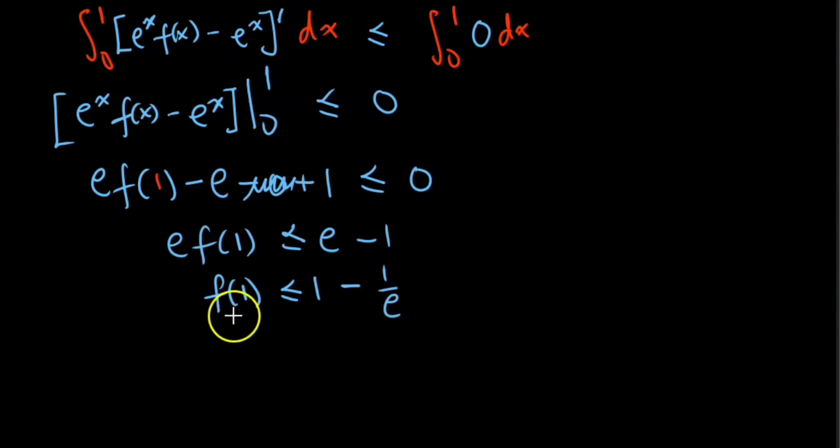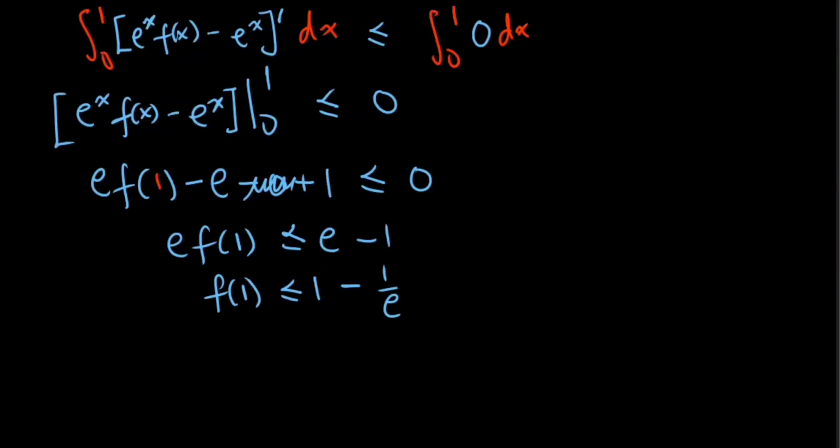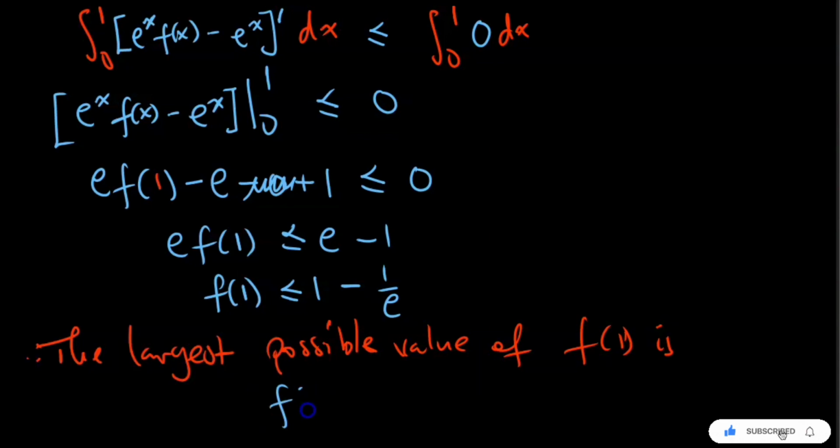So f evaluated at 1 is less than or equal to that. It is at most 1 minus 1 over e, right? So the largest possible value will be when the equality sign holds. So I'm going to put it in the statement that therefore the largest possible value of f evaluated at 1 is, let me just put it as an equation, f of 1 equals 1 minus 1 over e. Okay, so that's the solution to the problem.